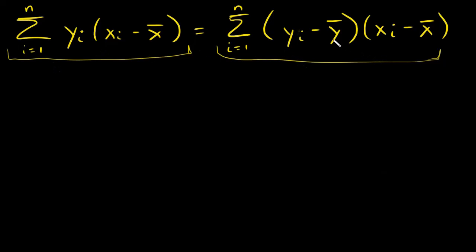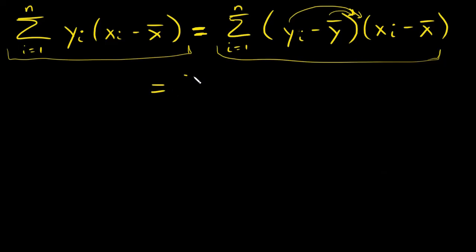So I want to take a few moments to talk about why these two are equivalent, all right? Let's start with what we see here on the right-hand side, and we're going to prove that it is equal to what you see here on the left-hand side. First thing I want to do is distribute this yi and this y bar, and multiply them by what you see here in parentheses, xi minus x bar.